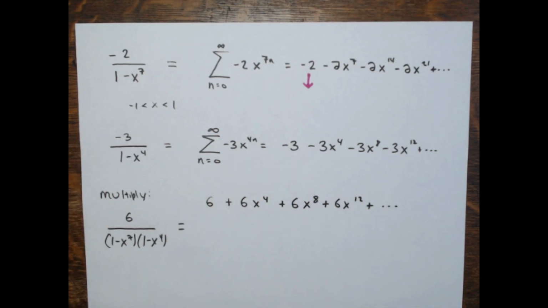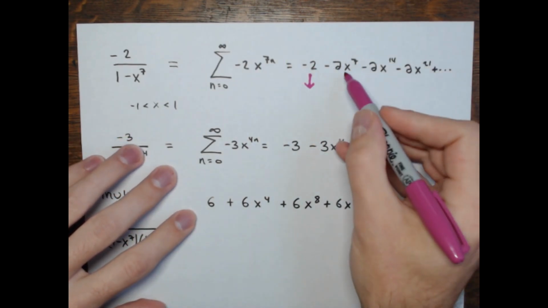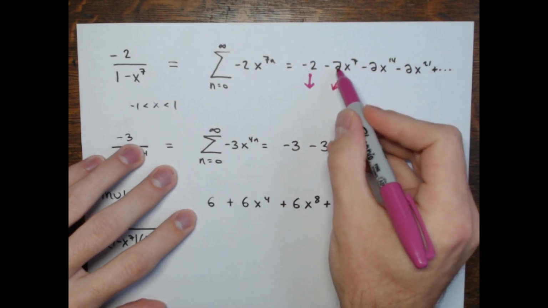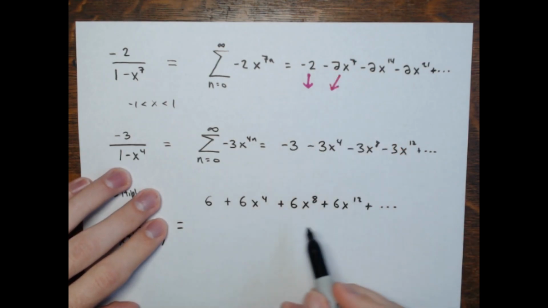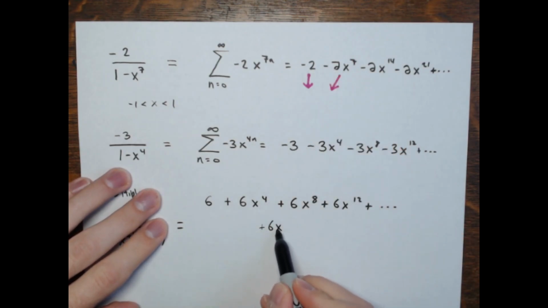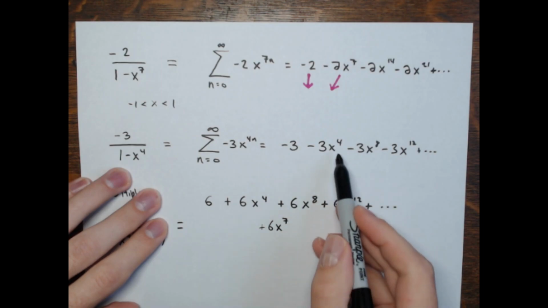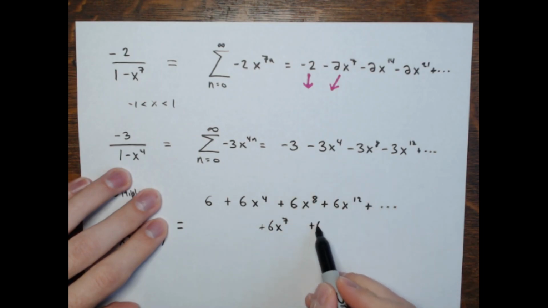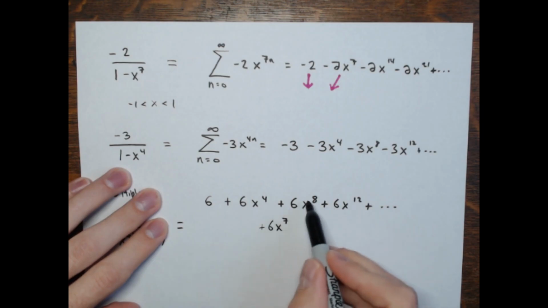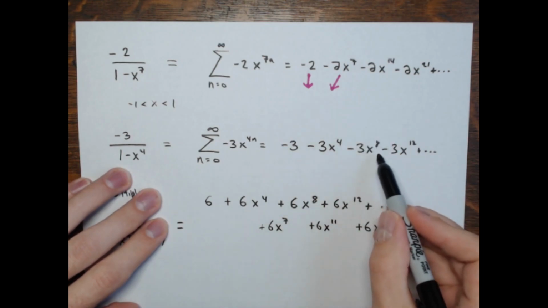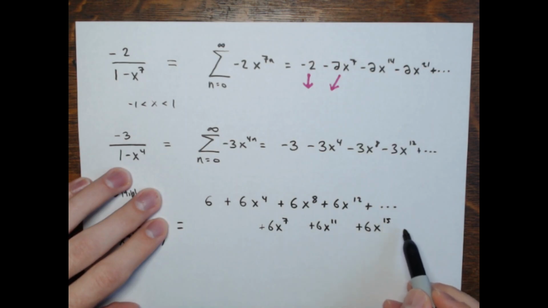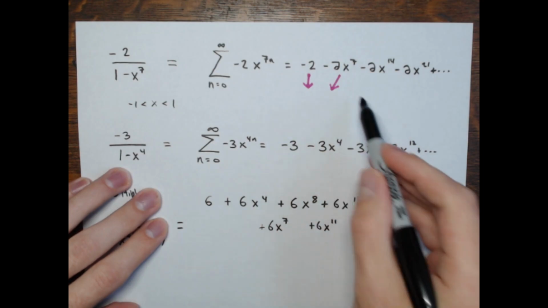That's when I distribute the -2, and then I get more and more. Next I move over and distribute the -2 to x to the 7th. So I'll get +6x to the 7th, and I'll put that here, and then +6x to the 11th. I should have left some more space here. Then +6x to the 15th, and then +6x to the 19th, and so on.